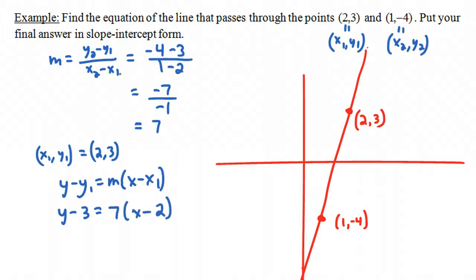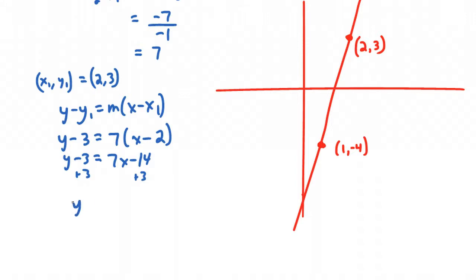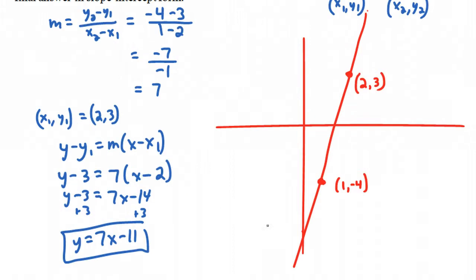Okay, and again, put your final answer in slope-intercept form. So we want it in the form y equals mx plus b. We're going to distribute the 7. We get 7x minus 14. And last of all, add 3 to both sides. And what we end up with is y is equal to 7x minus 11. Okay, so if you're wondering where this intersects the y-axis here, it would be down here at negative 11.